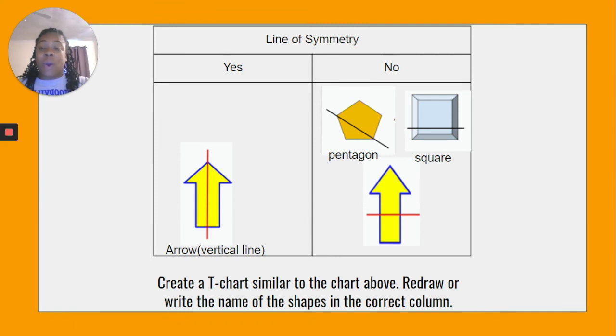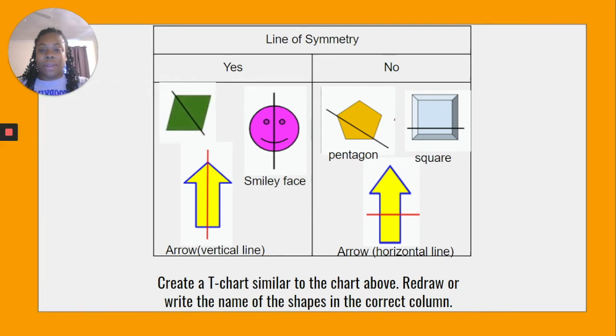Next, we have the arrow with the horizontal line. This also goes in the no column because it does not show congruency. And our last 2, the smiley face, it definitely shows congruency. There's an eye and a smile on each side of the face to show congruency. And last but not least, this is our rhombus. And our rhombus shows a correct line of symmetry. How did you do? I know you did well.